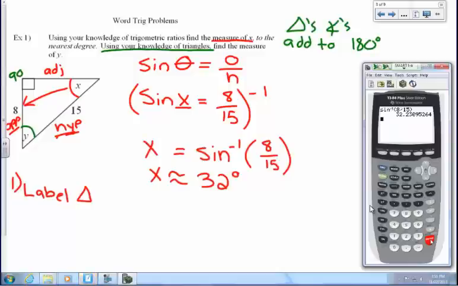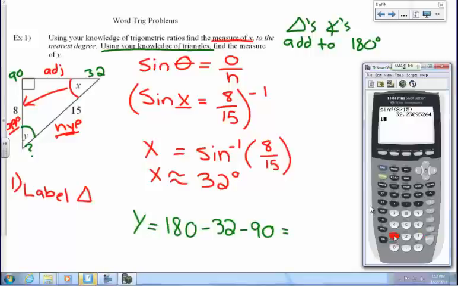What this means is that when you add all of the angles together, they should add up to 180 degrees in a triangle. So, to figure out what the value of y is, we simply take 180 degrees and subtract out the two angles that are within the triangle. In this case, the 90-degree right angle and the angle we just found, 32. We plug this into the calculator. You should come out to a value of y equal to 58.